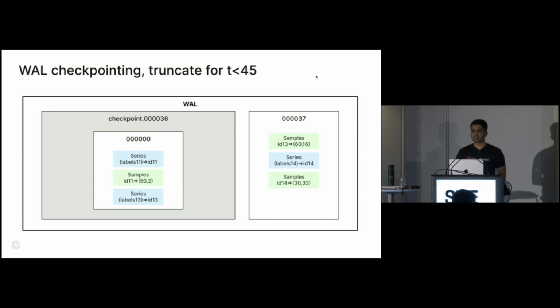You have to take care of all the failures that can happen with the disk. In case you were not able to delete the files for some reason, this checkpoint will tell you that you have to start from file 37. So this is how the maintenance of the WAL happens.